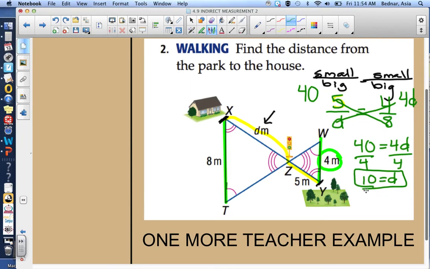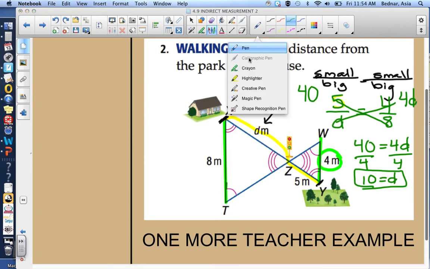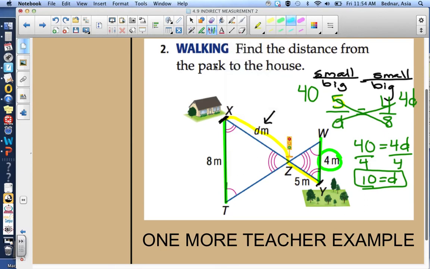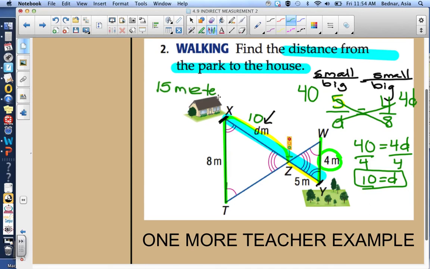to mark it wrong. Make sure you go back and you read what the question is asking you. Find the distance from the park to the house. We have to go back and finish the rest of this. All we found is that this value here was 10. So to finish this problem, we would have to take 10 plus 5, and our final answer would be 15 meters. I hope this was helpful to you. Good luck on your assignment.